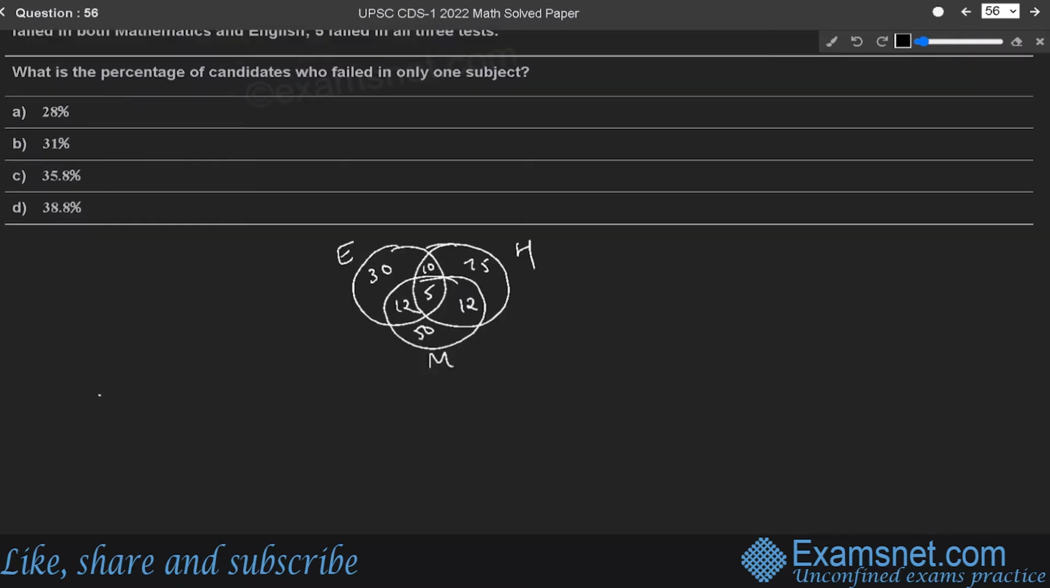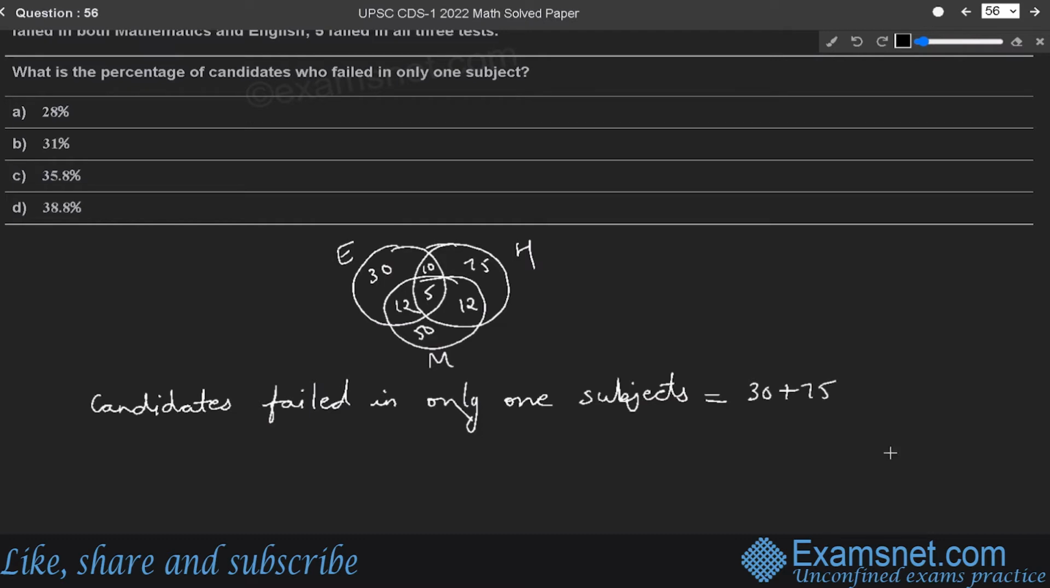So the total number of candidates failed in at least one subject... the total number of candidates who failed in only one subject will be 30 plus 75 plus 50. These are the values for English, Hindi and mathematics. So it gives 155. Now we have to find the percentage of this candidate.